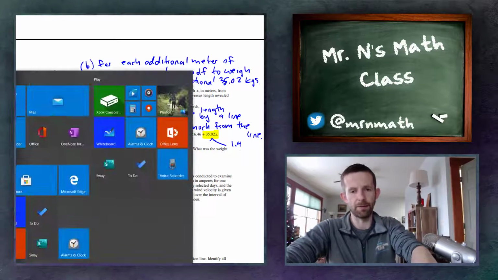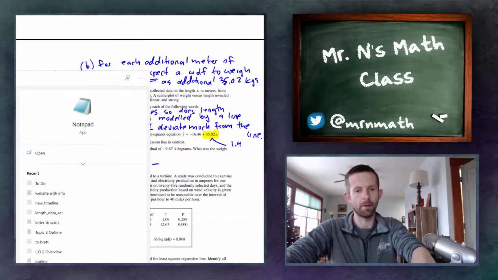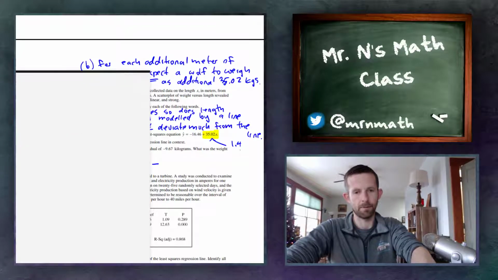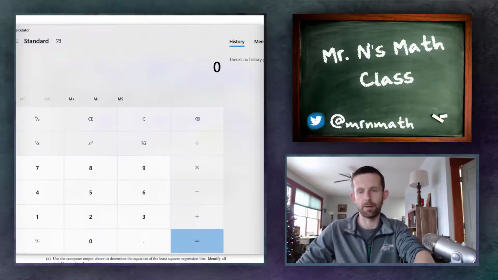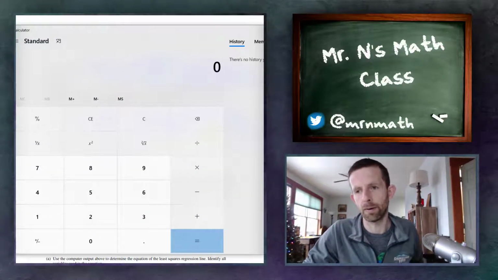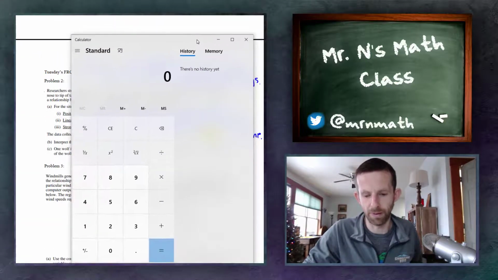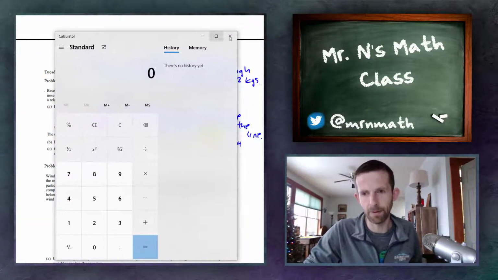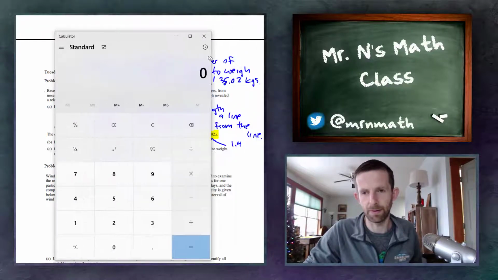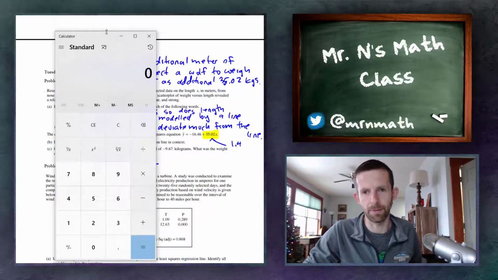So let's see. I'll just use one of these calculators. My license has expired on my other one, so I'm very sad. I'll try to get a new license soon.